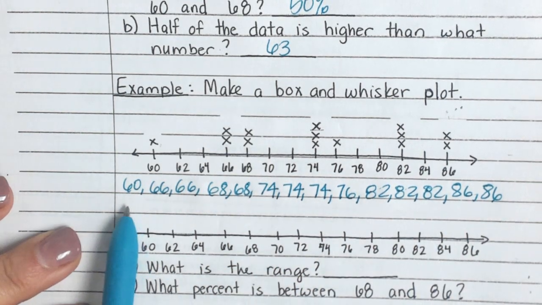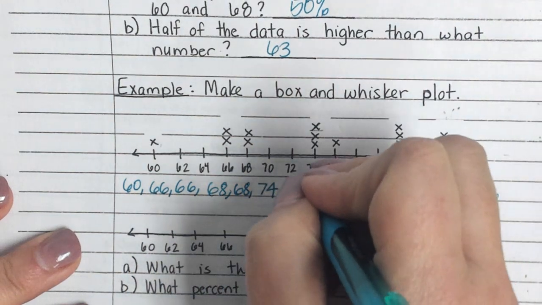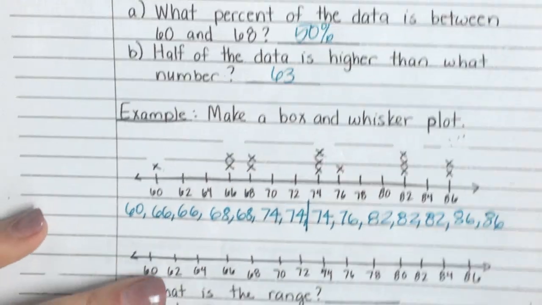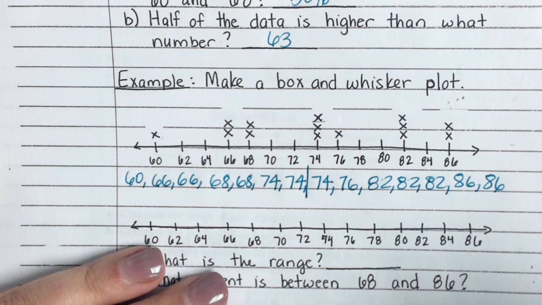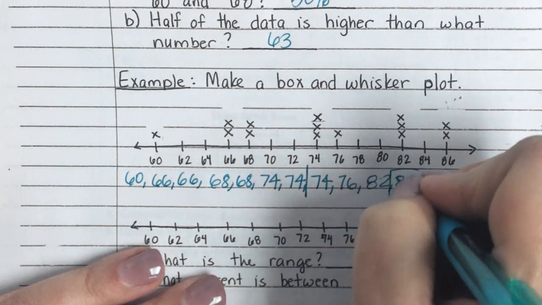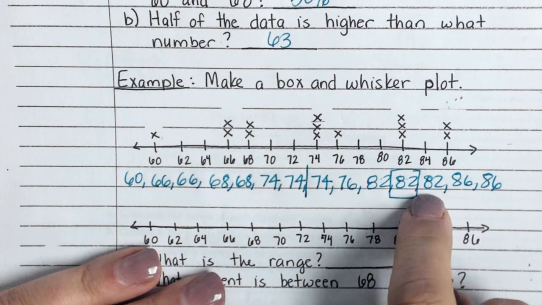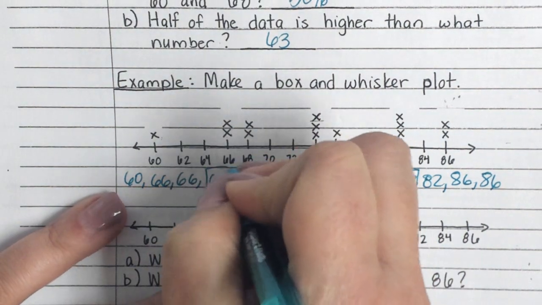So we're going to split our median. 1, 2, 3, 4, 5, 6, 7. Okay, what falls between 74 and 74? 74. You got it. So what's our upper quartile now? It's the second 82 because we got 3 on each side. And then what about lower quartile? Okay, it's the first 68.